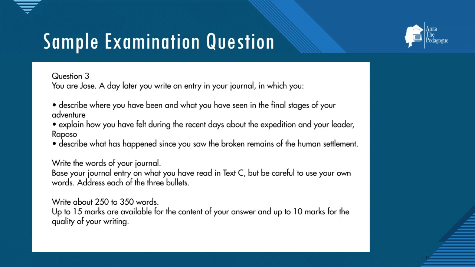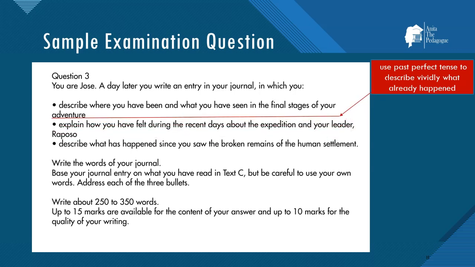So anytime you have a question like this, one, use the past perfect tense to describe vividly what already happened, because the question in bullet point 1 specifically asks you to describe where you have been and what you have seen in the final stages of your adventure. So be sure to use the past perfect tense because you are going to be talking about something that has already happened. And remember, you are describing, so make sure you use some sensory language in order to give us an imagery of what you are describing.